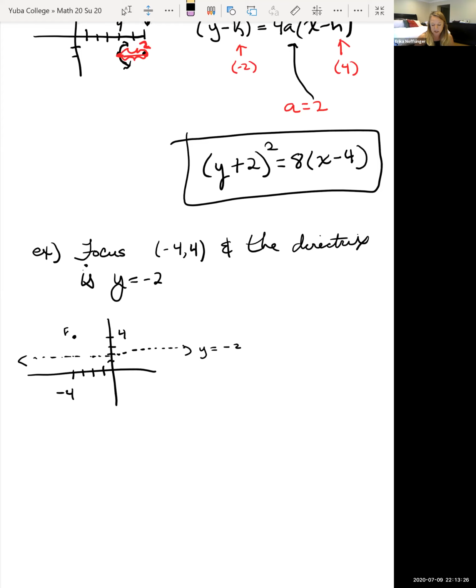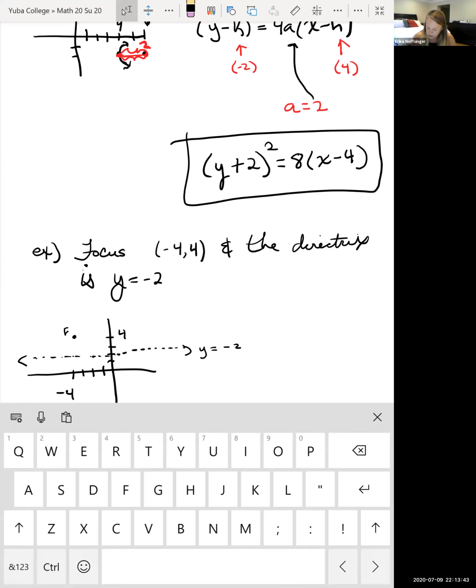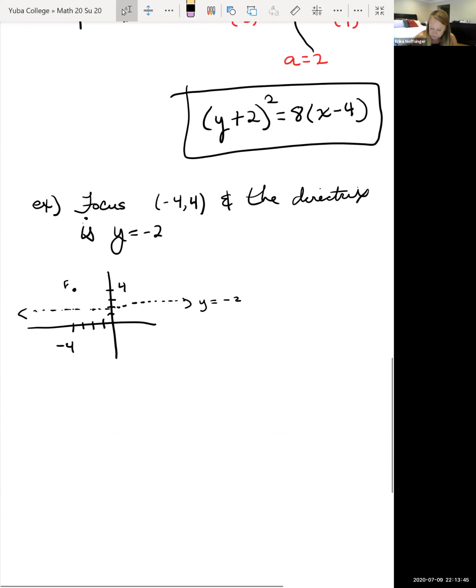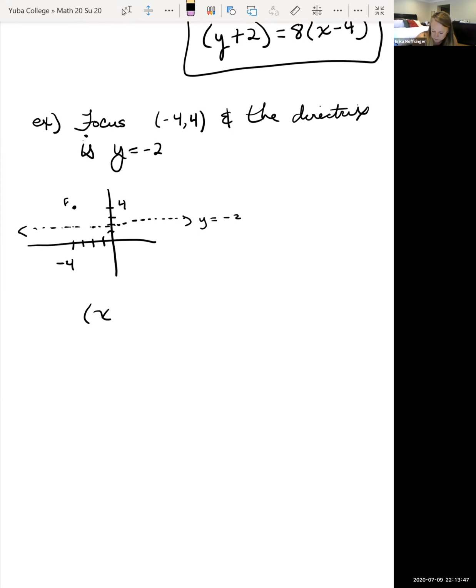And so to me, this has to be an upward parabola. I do not know right now where my vertex is, but I can figure that out pretty quickly. So we know that it is upwards, and so that's going to be in the form of x minus h, quantity squared, is equal to, it's up, so it's going to be positive 4a, all times y minus k.